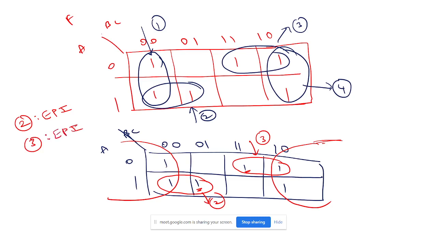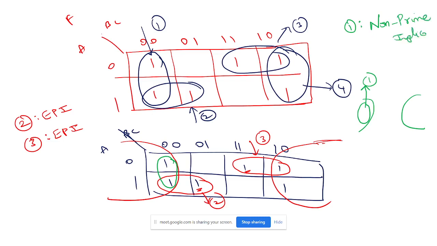What is 1 here? Let me take a green color. Now, 1 is this. There is a bigger implicant like this, and in that, 1 is present. So what is this one called? Non-prime implicant, yes or no? Because 1 is completely present in some bigger implicant. Similarly, 4 is also completely present in a bigger implicant. So 1 and 4 are called non-prime implicants.